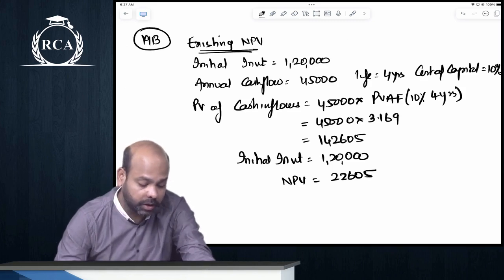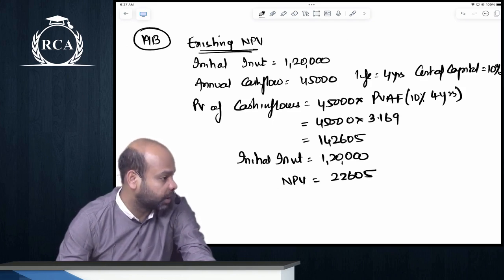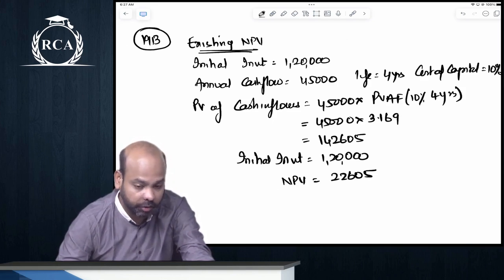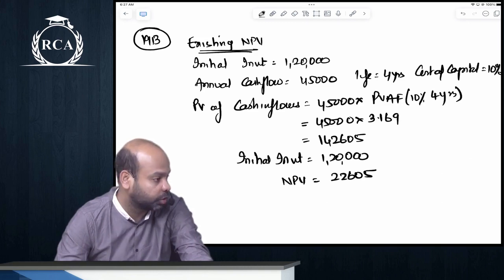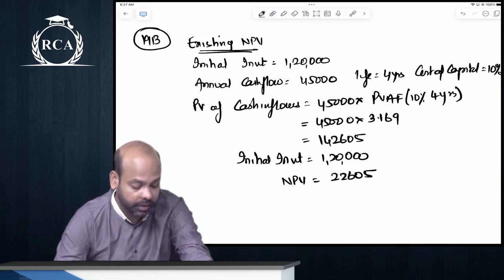Now you will have to adversely change only three variables by 10%. That is given in the question: initial investment, annual cash flow and cost of capital, and then check which is the most adverse, most sensitive factor.